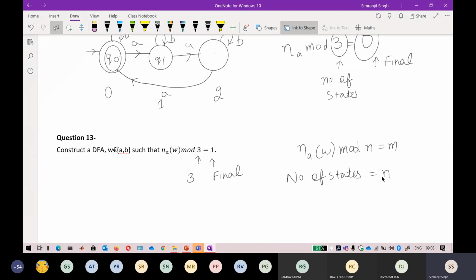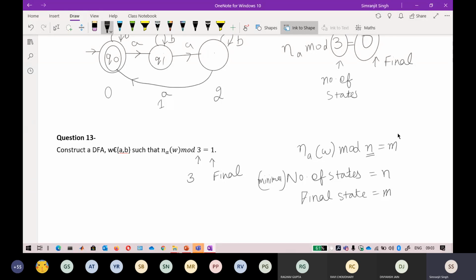Okay, so if you do not know the minimization algorithm, you can look at this generalization formula: you should not draw a number of states greater than the mod of n here. So the minimal number of states will be n here, and the final state in this particular question will be n.